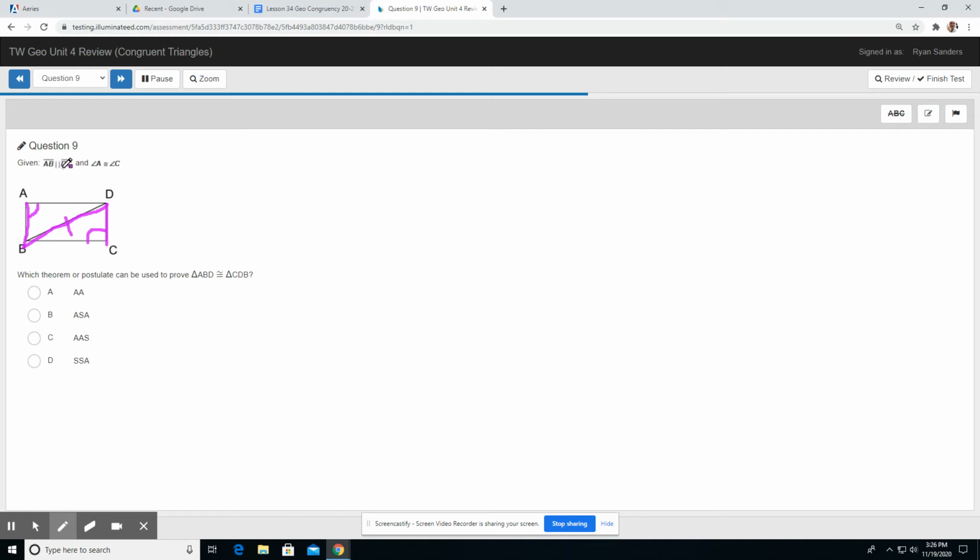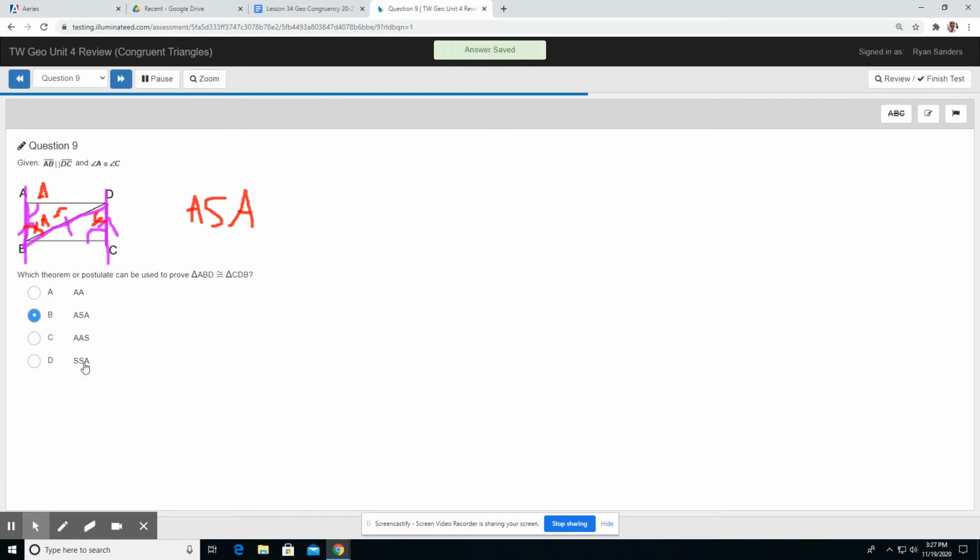AB is, I forgot to mark it, parallel to DC. This looks like that alternate interior again. So by alternate interior, this one has to match with this one right here. So that's angle, angle, side. Purple angle, red angle, side that matches. So ASA. Which theorem or postulate? ASA.